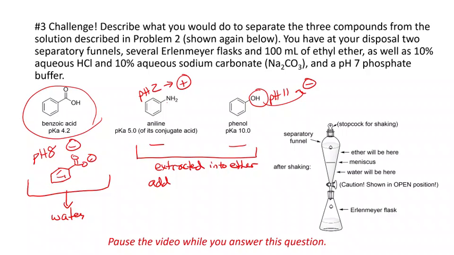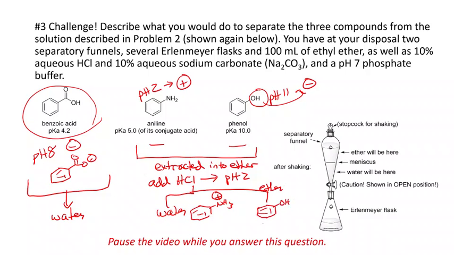What I'm going to do is go acidic. So I'm going to add HCl, and we're going to take that to pH 2. Now what's going to happen is that in the water, we're going to have protonated aniline, and in the ether, we have our phenol still. Okay, so in this process, what we have done is separated out the 3 compounds. They're now all in separate flasks.